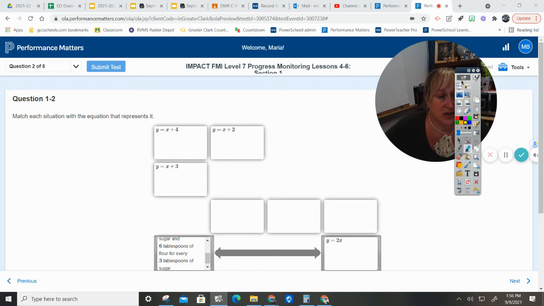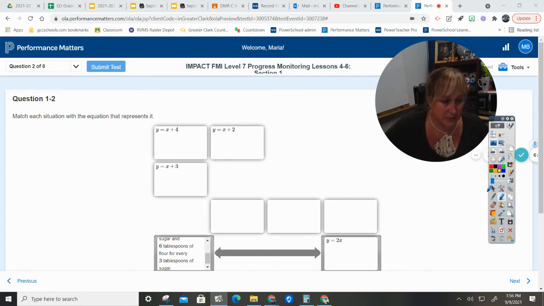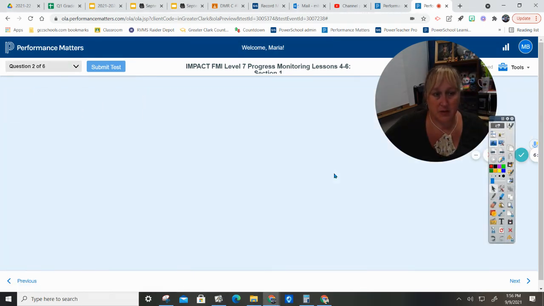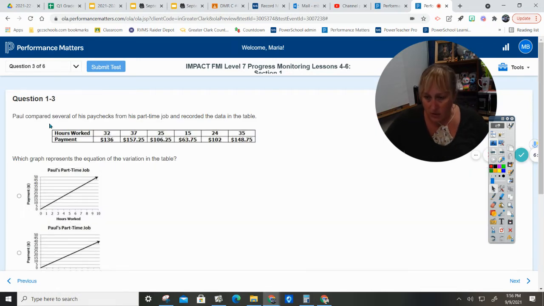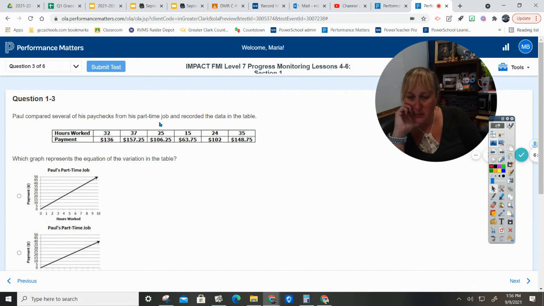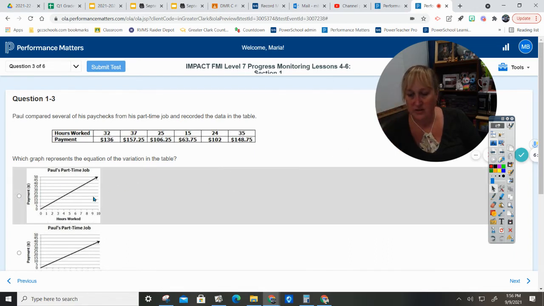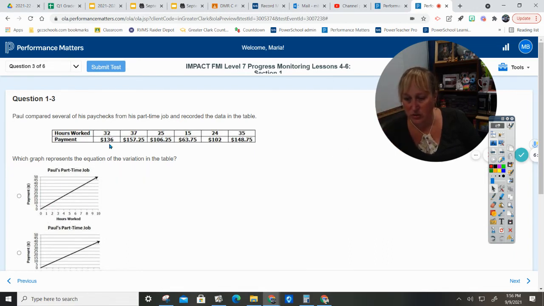Okay, let's go to the next one. Let's move this out of the way. Paul compared several of his paychecks from his part-time job and recorded the data in the table. Which graph represents the equations of variation? Okay, so which one shows this?